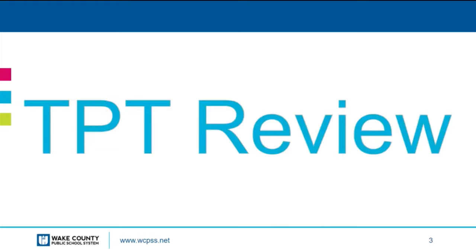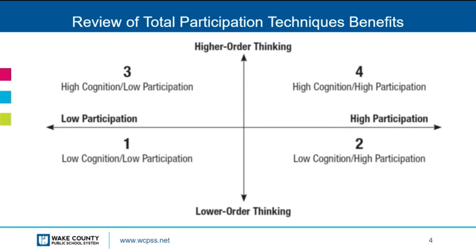Let's review a little bit about the total participation techniques. Total participation techniques give students that higher order thinking, where they're thinking in the higher levels of Bloom's taxonomy, and that high participation, which we know is so important in having high engagement in the classroom. We want our students performing in quadrant 4 as much as possible. This is where the most learning occurs.